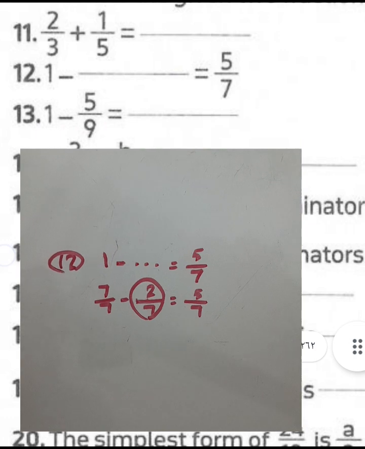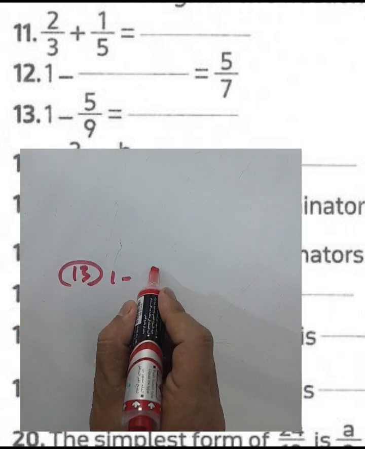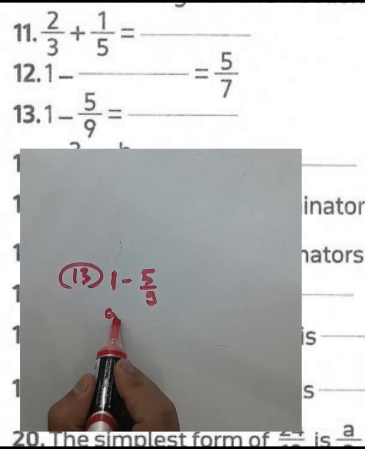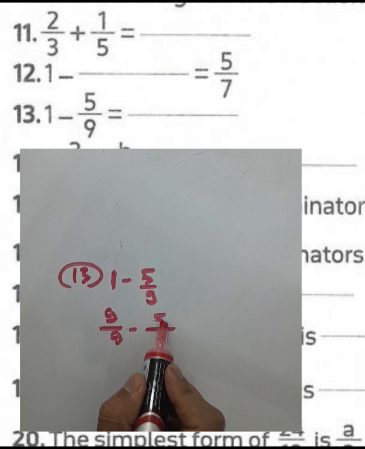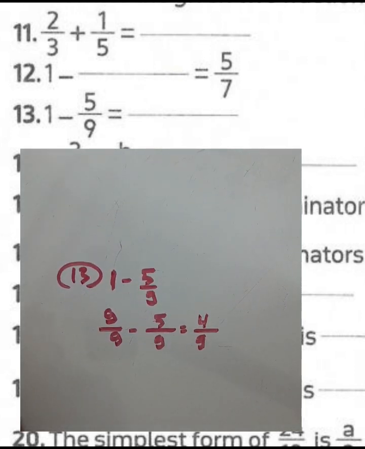Question 13. 1 subtract 5 over 9. We can convert 1 here to the like denominator, 9 over 9, subtract 5 over 9. Write 9 in the numerator, 9 minus 5 equals 4. Then the result will be 4 over 9.